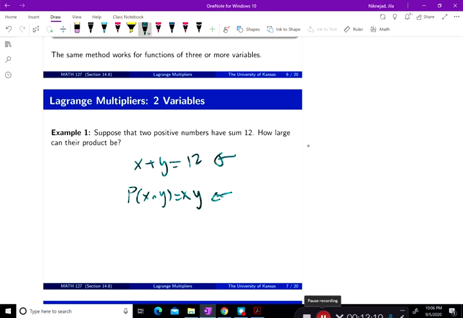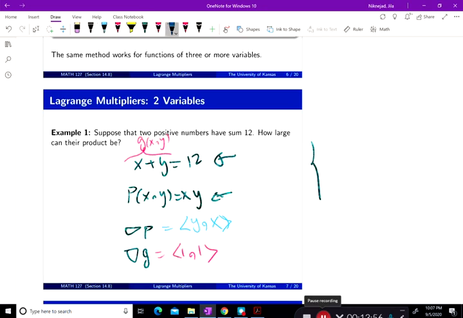Now what you need to do is, first of all, there are 3 equations. 2 of the equations have to do with the gradient of p and gradient of g. We have to be careful. This one is g of x and y. So gradient of g is going to be 1 and 1. Gradient of p, looking at this, is y and x.